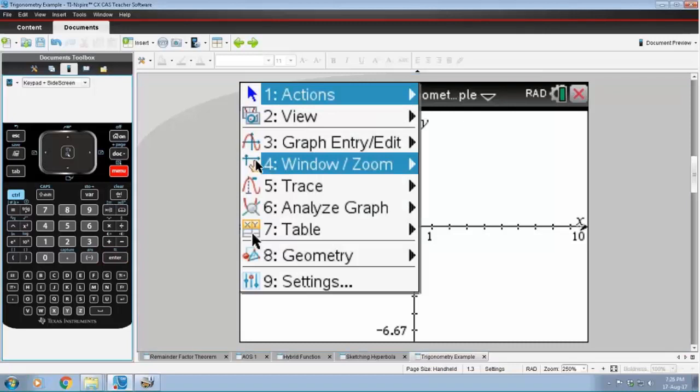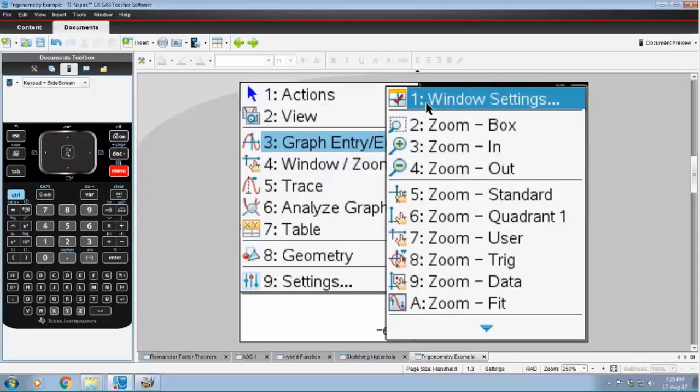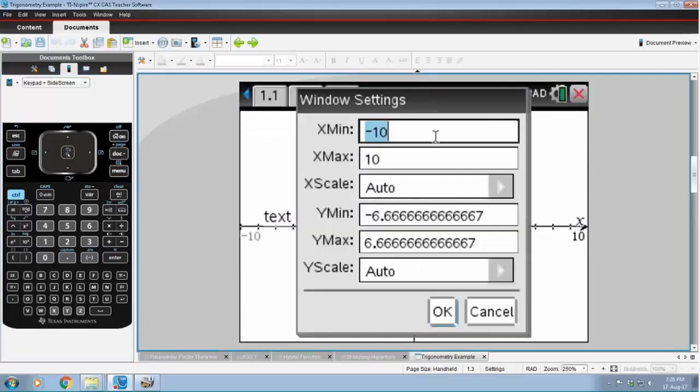So, pressing menu, window, window settings. What should I be putting for my x minimum? I don't want to see any negative values, but I do want to see the y-axis. So I'll leave that as minus 10. I want to see at least 2 cycles, which was 24. So I'll say I need to go up to at least 30 there. My x scale, well, we'll say 6.